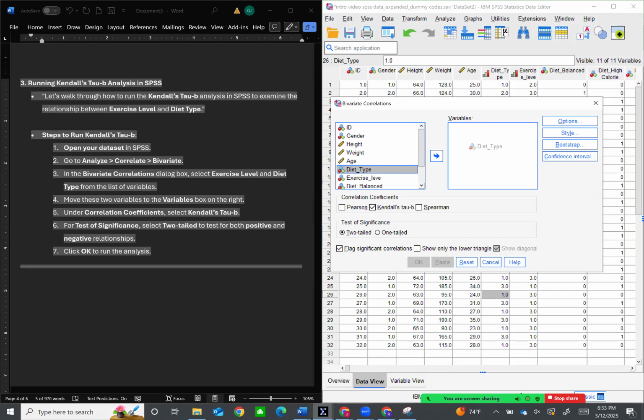I can drag and drop. I can click it over. I can control-select multiples at the same time. I want to make sure that Kendall's tau is checked. The test of significance needs to be checked for a two-tailed test. And I always like to flag significant correlations, but this is automatically checked for me. So once you have those variables moved over and the right things clicked, we'll go ahead and click OK to run the analysis.